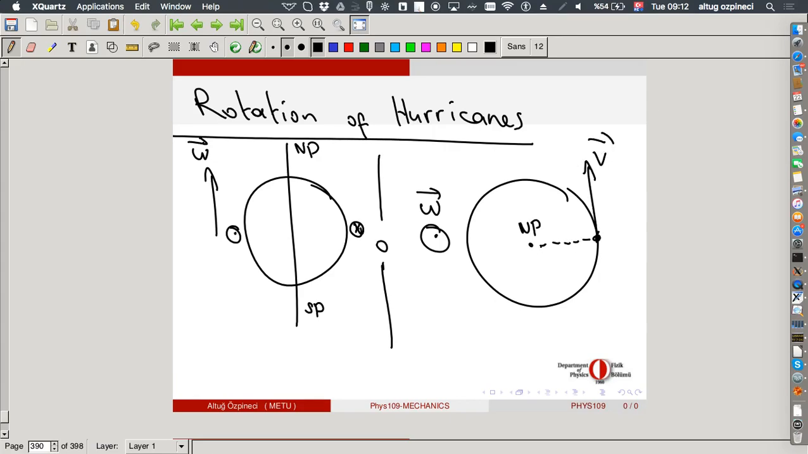What about this point? It will also be upward. Will it have a larger speed, slower speed? It will be slower. This will have a slower speed.